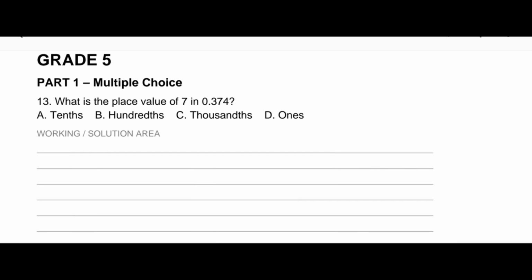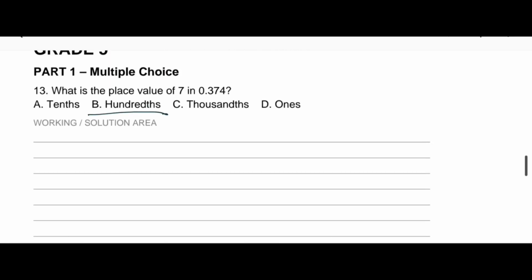What is the place value of 7 in 0.374? The answer is B, 100. So let's explain why it is 100.